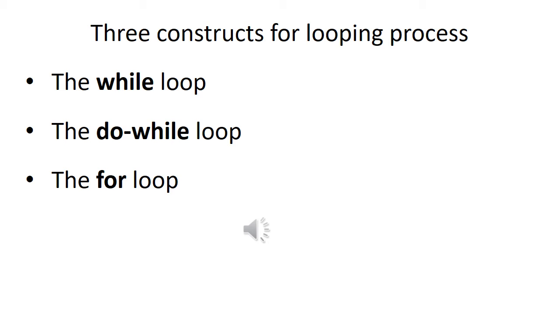Three types of looping constructs are used in C: the while loop, the do while loop, and the for loop. All three loops serve the looping purpose, that is, execution of a set of instructions for a specified number of times. The while loop and the do while loop are usually used when we are not sure about how many times the loop is to be executed, and the for loop is used when we are sure about the number of times the loop has to be executed. We'll discuss these things in detail in the coming slides.